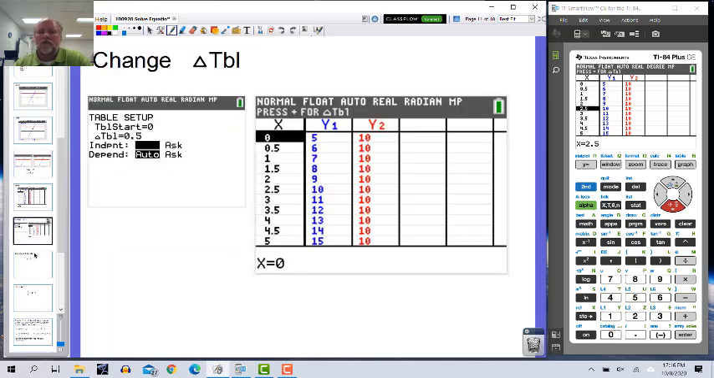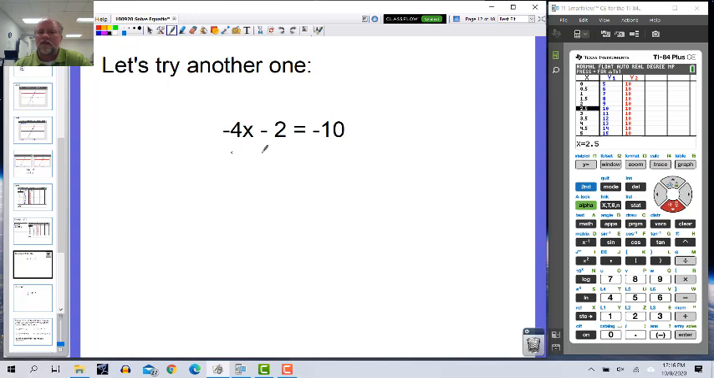Okay, so let's see if we can do this again. We're going to use the same window setting, but this time we're going to use this one as an expression or an equation.